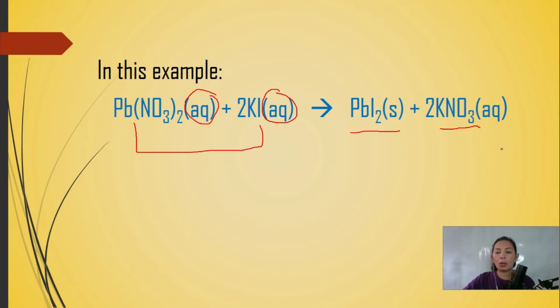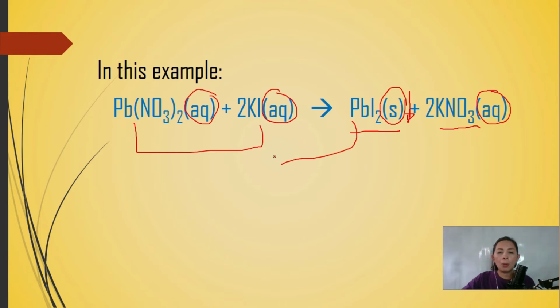Based also on our solubility rules, potassium nitrate is soluble in water. That is why we have aq as our subscript. Whereas lead(II) iodide is insoluble in water. That is why we write s, or you can simply draw an arrow downward to indicate that this is a precipitate or insoluble substance.